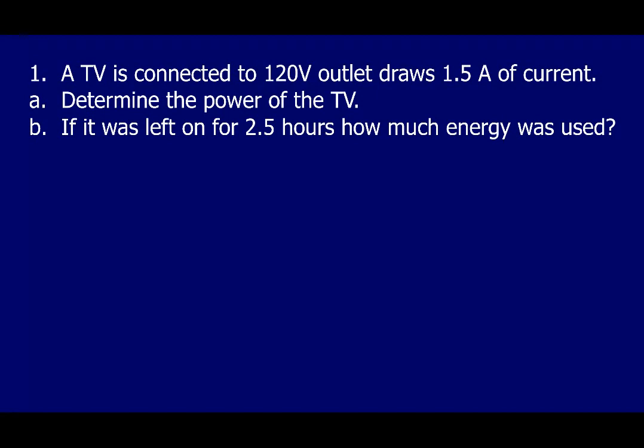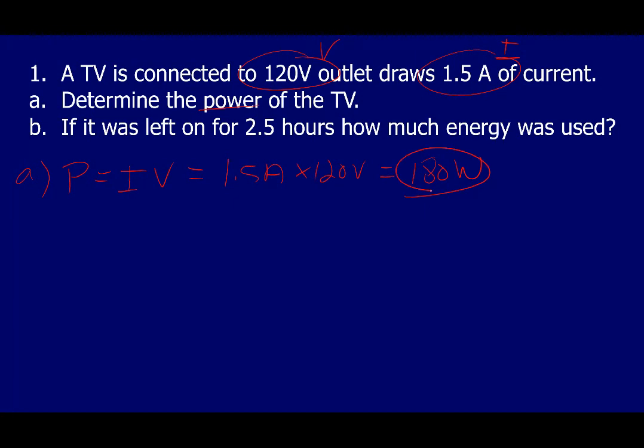Other than that, now we're going to calculate power. So it says a TV is connected to a 120 volt outlet that is drawing 1.5 amps of current. Find the power. So for part A, we got to go power equals. And then we think about, well, what do we have? We have voltage and we have current. So it's going to be I times V for this one. Current is 1.5 amps. The voltage is 120 volts, and that's going to equal, I believe, 180 watts.